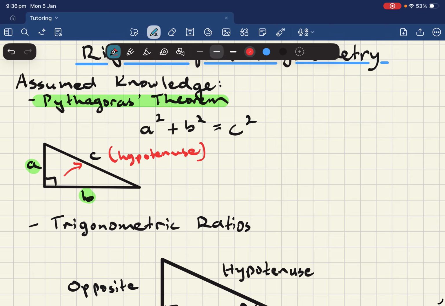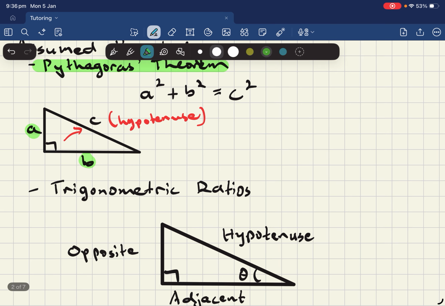Now, we've talked about this before. Please look at any other videos if you want to practice substituting into the formula or rearranging the formula, finding the length of a shorter side, A or B. But this goes as assumed knowledge. I want to spend some more time on the trigonometric ratios in this video.